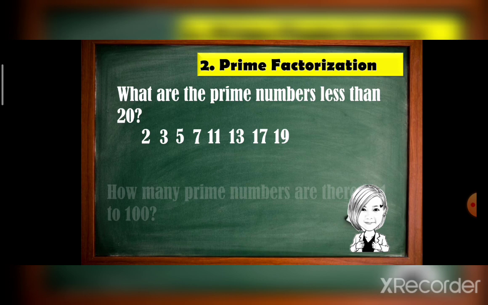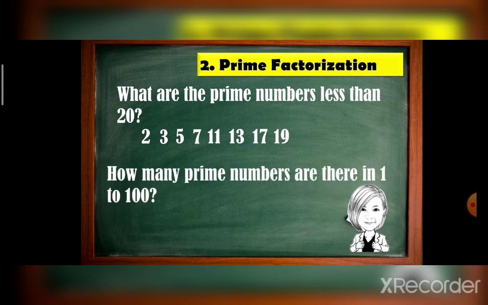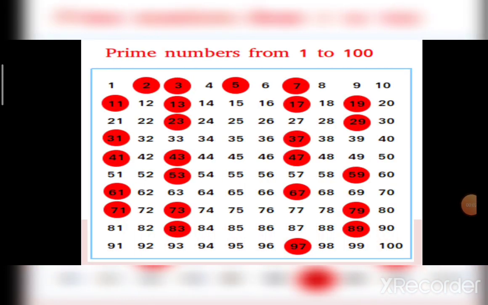Now, how many prime numbers are there in 1 to 100? Para mas mabilis niyong malaman, meron akong inihanda ditong mga listahan ng prime numbers mula 1 hanggang 100. Ito ay ang 2, 3, 5, 7, 11, 13, 17, 19, 23, 29, 31, 37, 41, 43, 47, 53, 59, 61, 67, 71, 73, 79, 83, 89, at 97. All in all, there are 25 prime numbers from 1 to 100.